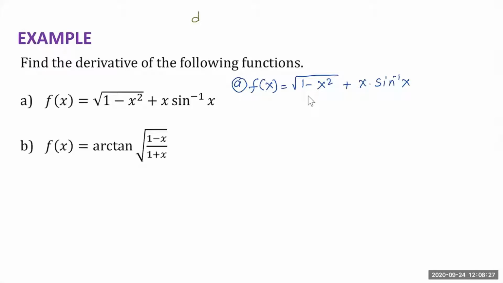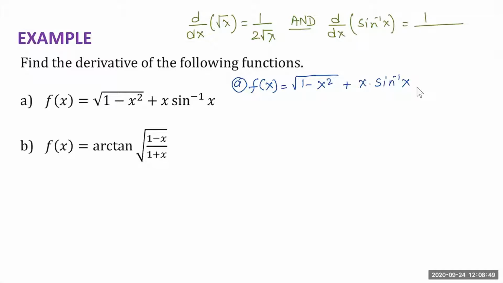If you remember, the derivative with respect to x of square root of x is 1 over 2 square root of x. And the second formula that you need to remember here is, here I can see sine inverse. The derivative with respect to x of sine inverse x is equal to 1 over the square root of 1 minus x squared. We'll be using these two formulas here along with some other rules. So let's get started.